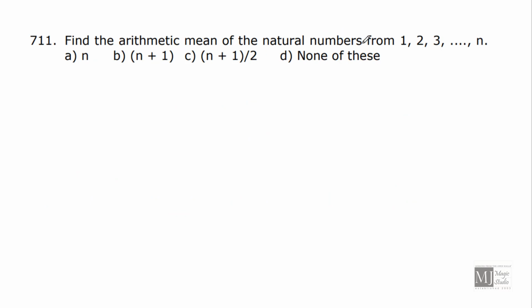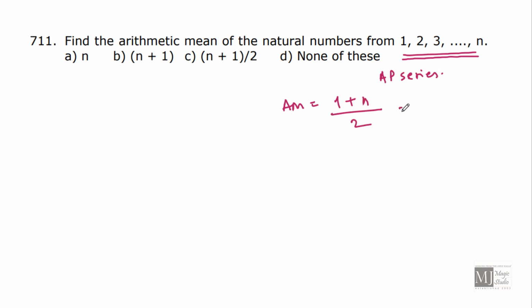Find the arithmetic mean of the natural numbers from 1, 2, 3 till n. As we have discussed right now, natural number series is nothing but an AP series with common difference 1. So AM of this series would be first term plus last term divided by 2. That is n plus 1 by 2, option C.